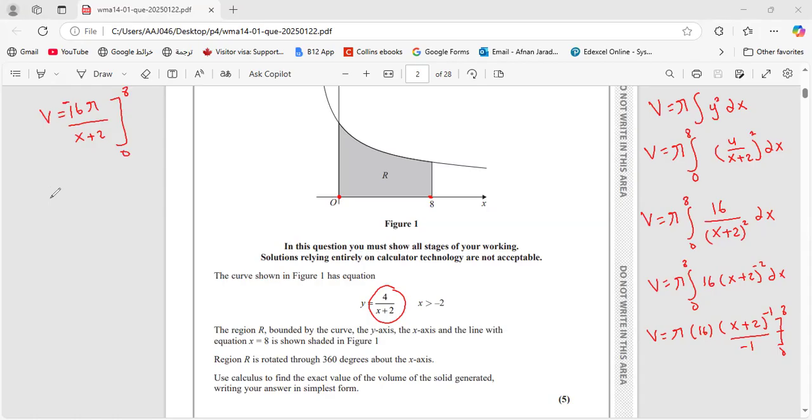To substitute the upper, it will be negative 16 over 8 plus 2, which is 10, minus substituting the lower, which is minus negative 16 pi over 0 plus 2, which is 2. So it's negative 16 pi over 10 plus 16 pi over 2, which equals 32 over 5 pi. This is the final answer, 32 over 5 pi. So the exact value of the volume of the solid in simplest form is 32 over 5 pi.